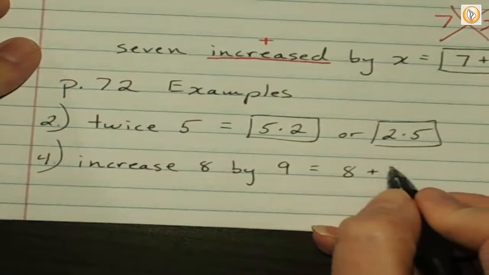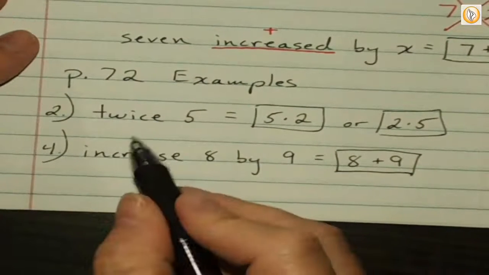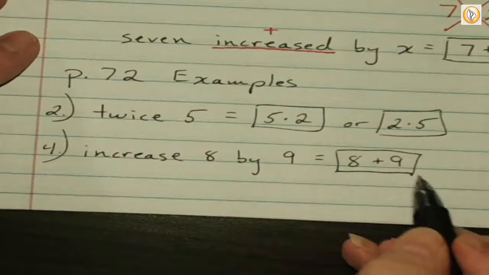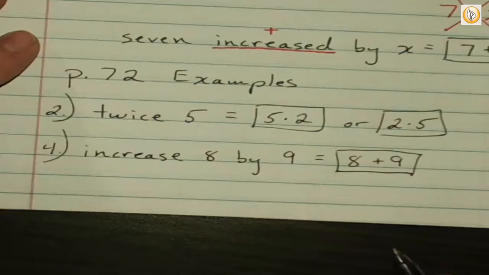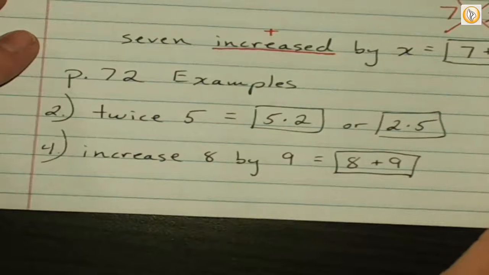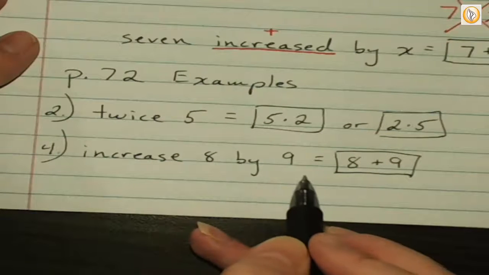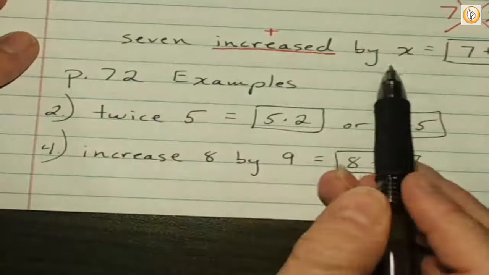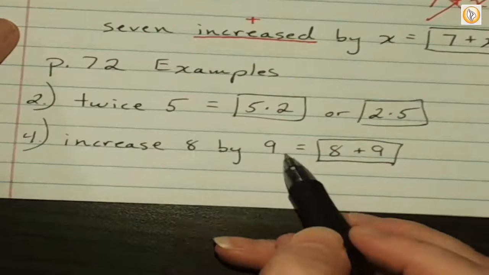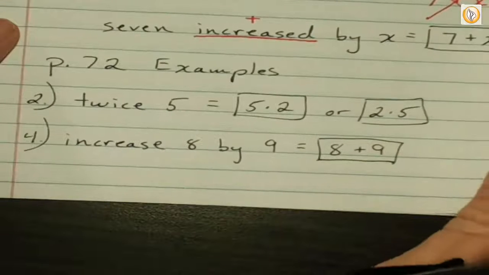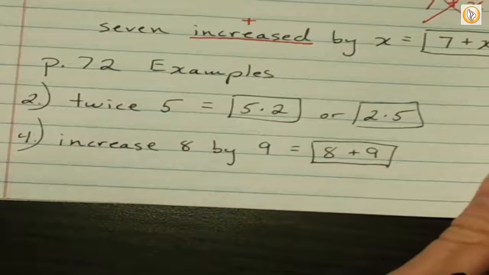8 plus 9. Would you get the same answer if you switched it? Yes. But based on these words, this is the correct way of writing it. So be very careful. We need to practice that. But why does it matter with increase? Because you're increasing 8 by 9. 7 is being increased by x. 7 plus x. 8 plus 9. But then 2 times 5. Yeah, that's twice 5. But that's the same thing.